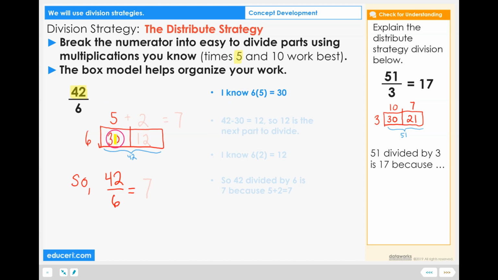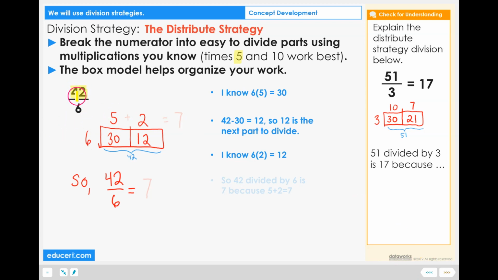Now, if I take 30 from 42, and these two boxes equal up to 42, the value that's left over in the second box is 42 minus 30, which equals 12. So 12 is the next part that we need to divide. Well, it's a smaller number now, and maybe it's easier to see how many 6's that you can take from 12. So I know that 6 times 2 equals 12, which means that the value that must go above the box, above the 12, is 2.